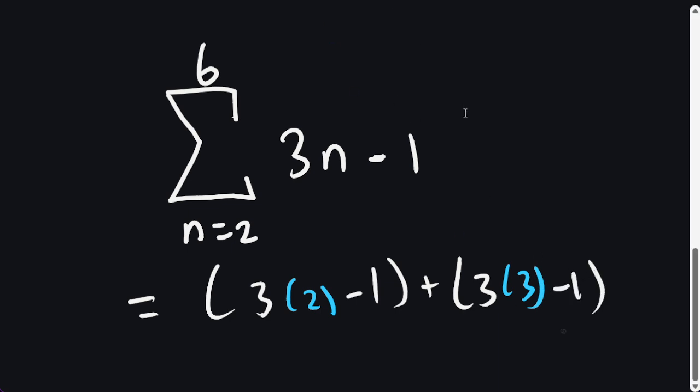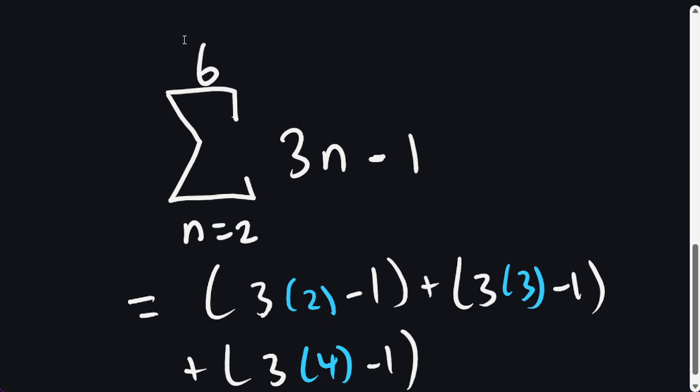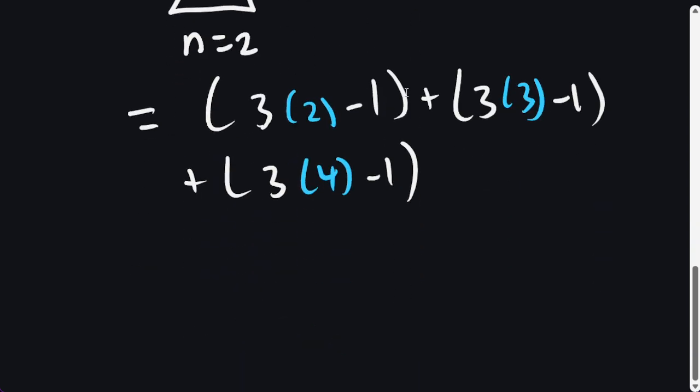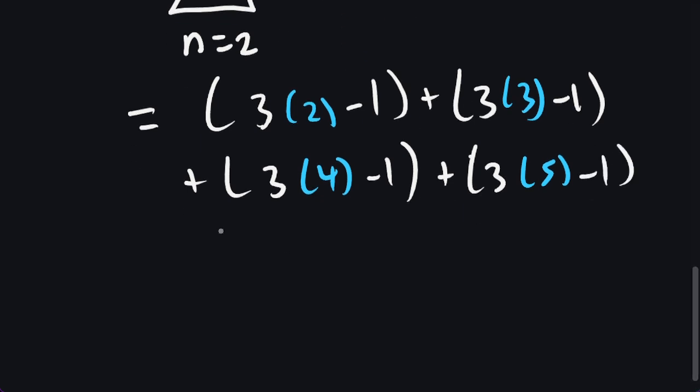And the next one plus, so the next number is 4. So 3 times 4 minus 1. And we're going all the way up to 6, because 6 is the last n that we're going to stop at, the last value for n. So we're going to do it again for 5, so 3 times 5 minus 1. And one more time for 6. 3 times 6 minus 1.